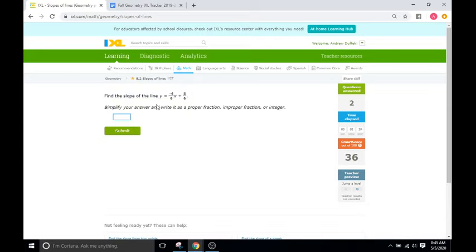Find the slope of the line y equals negative 4 over 9x plus 8 over 9. So b is 8 over 9, and b, of course, is the y-intercept. But we'll get to that later. For now, just focus on the m in the y equals mx plus b equation. M is negative 4 over 9, so that's what we're going to type into here. Find the slope of the line this. Okay, the m right before the x is 7 over 2.